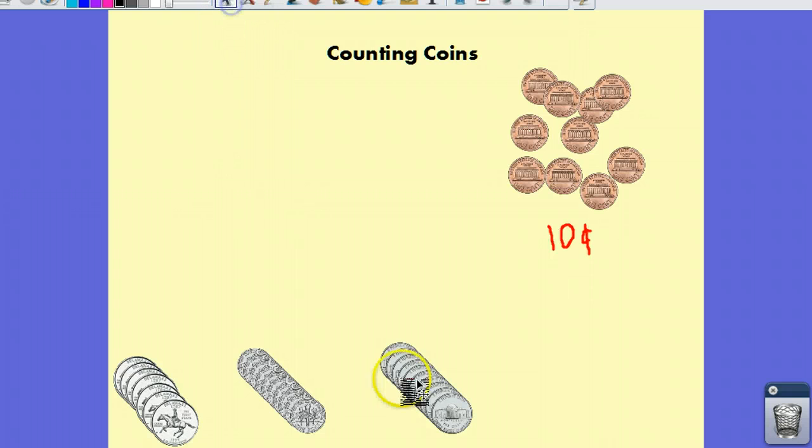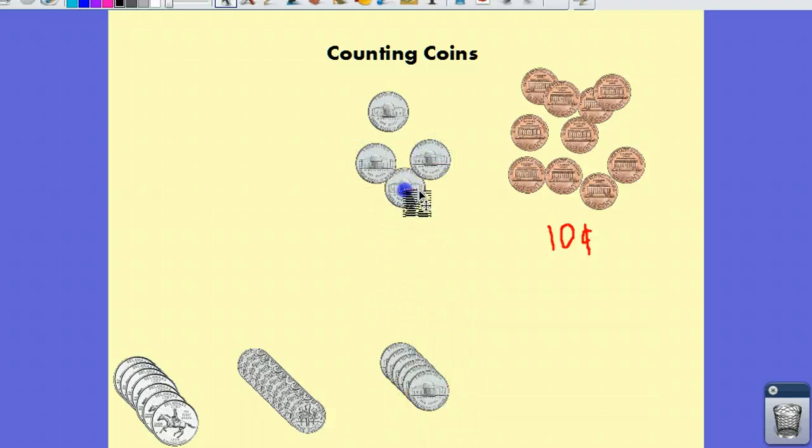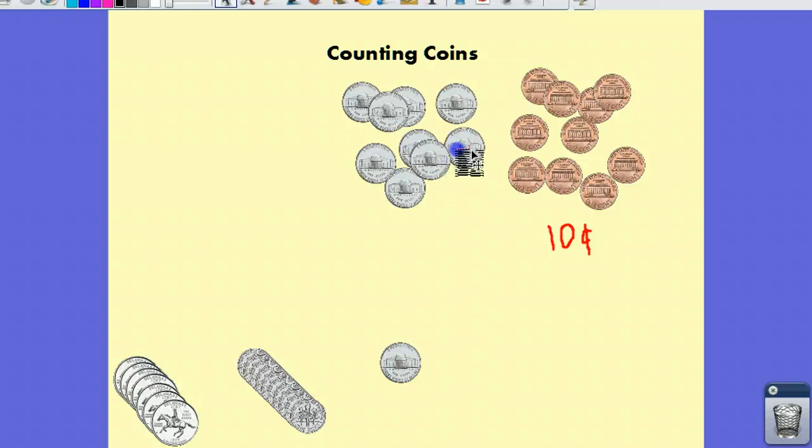Let's count these coins. These are, you're right, our nickels, and they're each worth 5 cents, so we're going to count those by 5s. Here we go. 5, 10, 15, 20, 25, 30, 35, 40, 45, 50. This collection of nickels is worth 50 cents.